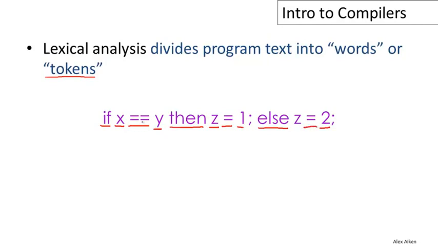And here's already an interesting question. How do we know that double equals is not 2 individual equal signs? How do we know that we want this to be a double equals and not 2 single equals? Well, we don't know right now, but we'll talk about that in the lecture on how we implement lexical analysis.